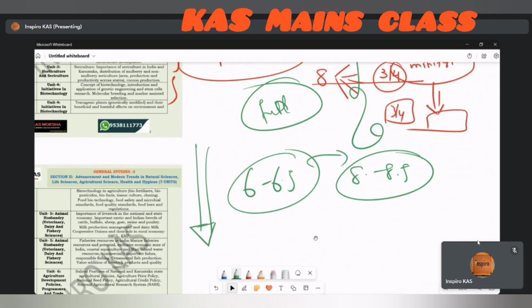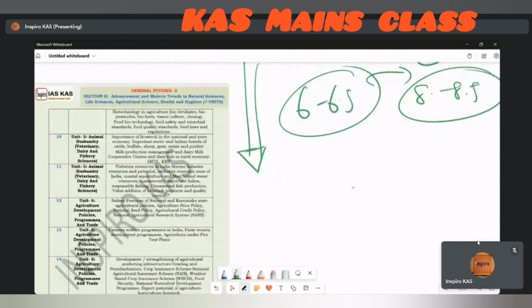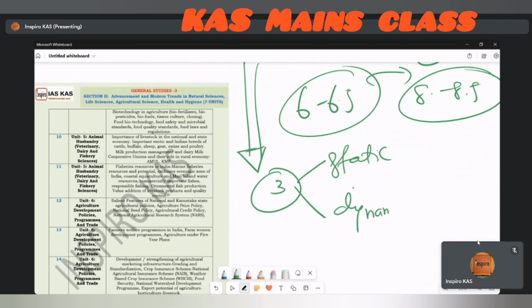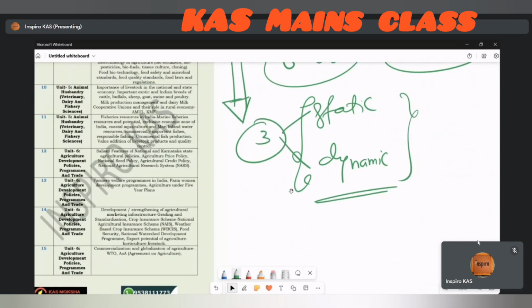Why in a better way? The thing is, sir, see this paper, in section 2 of paper 3, has two parts. One is the static part, the other is the dynamic part. If you know the static part properly, then automatically the dynamic part can be added at a later date. If you do not know the static part, then the dynamic part cannot be added. So finish your static part, learn all the terms properly, then automatically your dynamic part, whenever it comes, you will be able to write better.